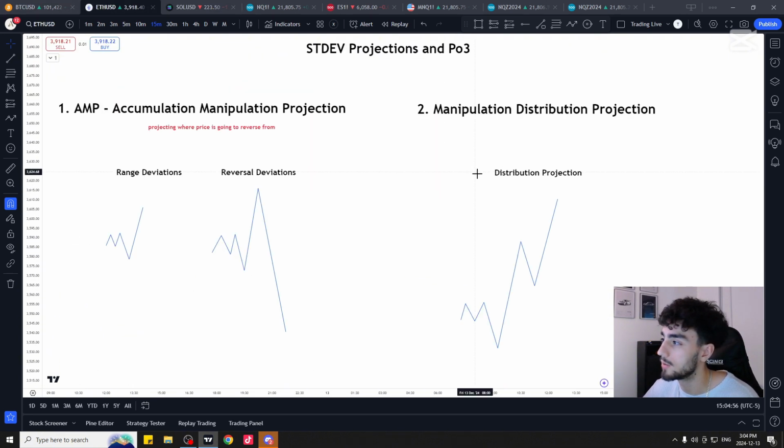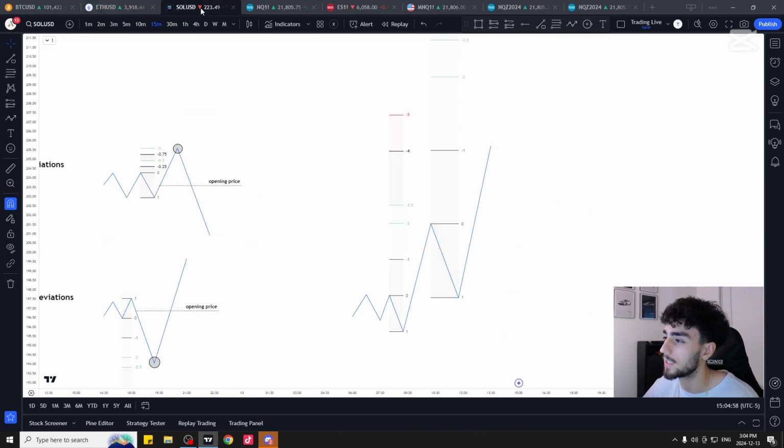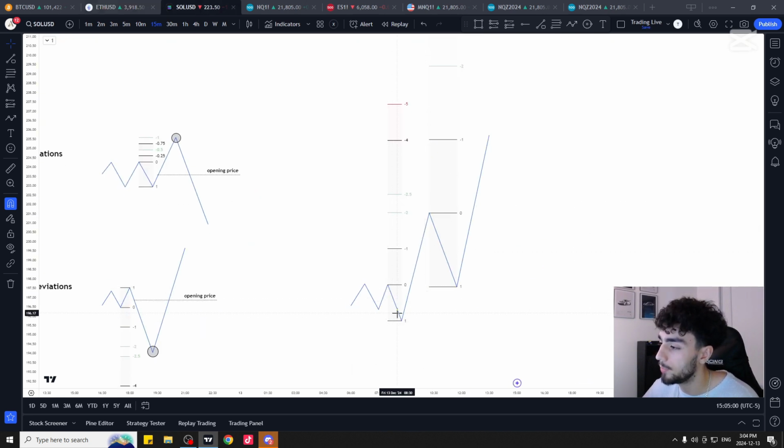So we're talking about this one right here, the most classic, simple one you guys know. You have a manipulation leg. Your last manipulation leg, high to low, you project it. You're looking for -4, -5 if you're expecting a full candle PO3.